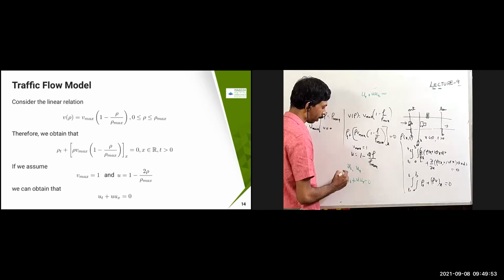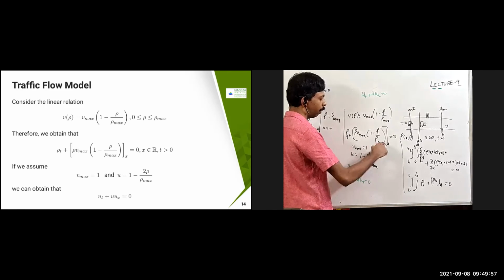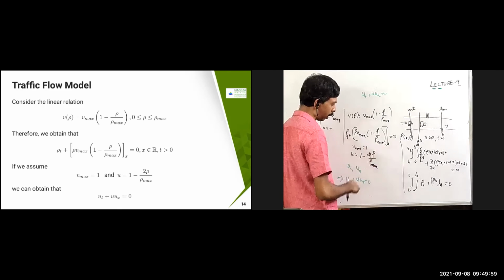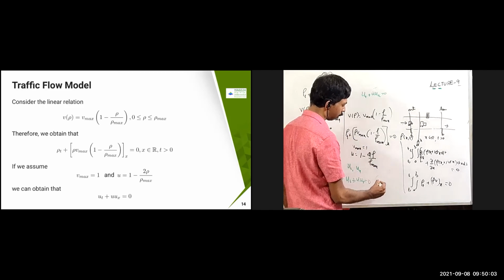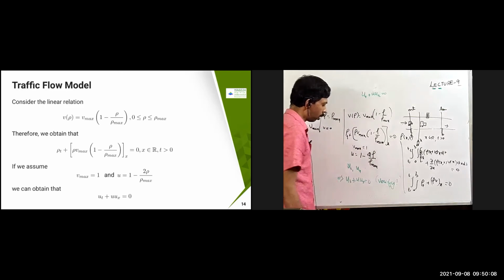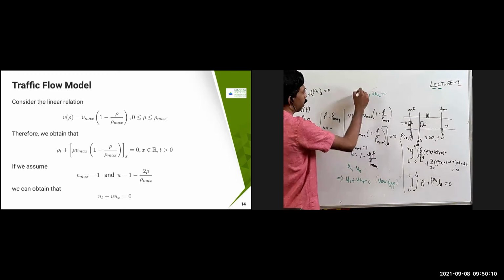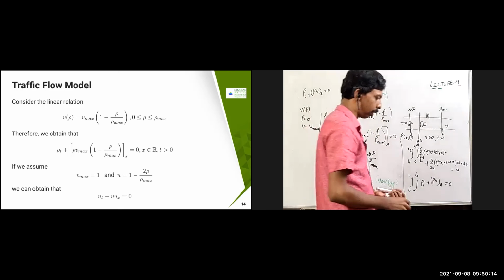This part I'm leaving as an exercise. U is given, so calculate UT and UX, then verify that these 2 are the same. I leave it as an exercise. So you get this equation, and that is called Burgers' equation. This is called Burgers' equation.